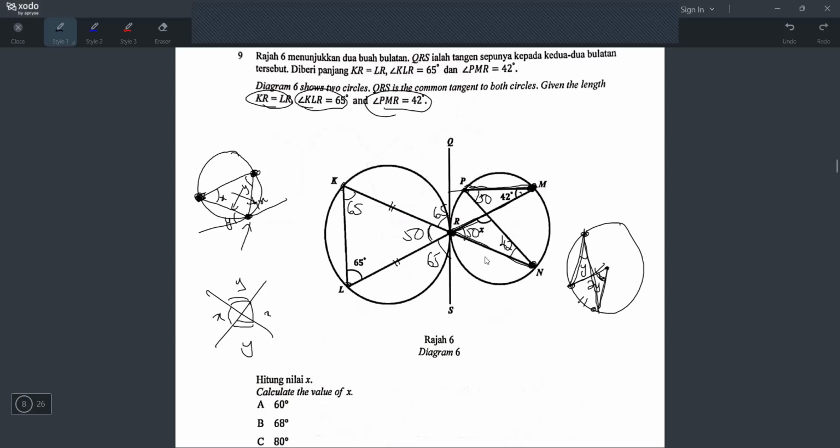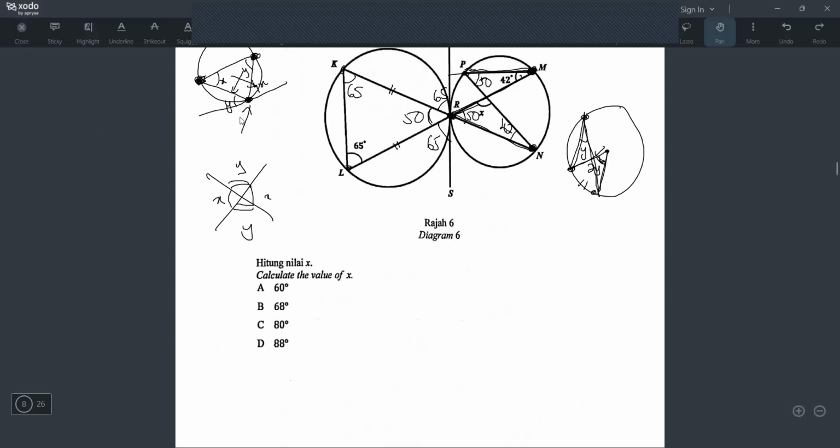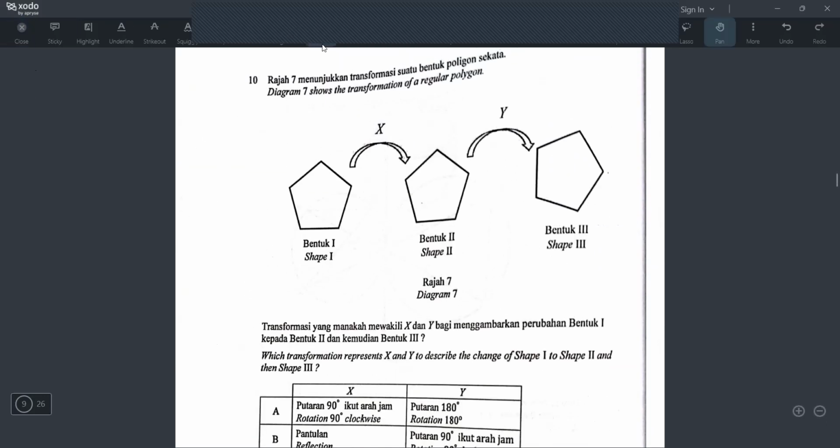Just take 180 minus 50 minus 42. So you just press in your calculator. Okay. My calculator gives me 88. So why is there no 88 here? Maybe down here. Okay. Yes. So the answer is D. Right? Very simple. Continue. Number 10.